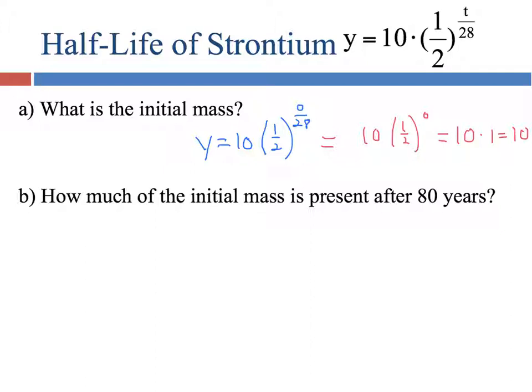The initial mass here is 10. To find out how much is present after 80 years, we plug in 80 for t. We find that there will be 1.38 grams of strontium left after 80 years.